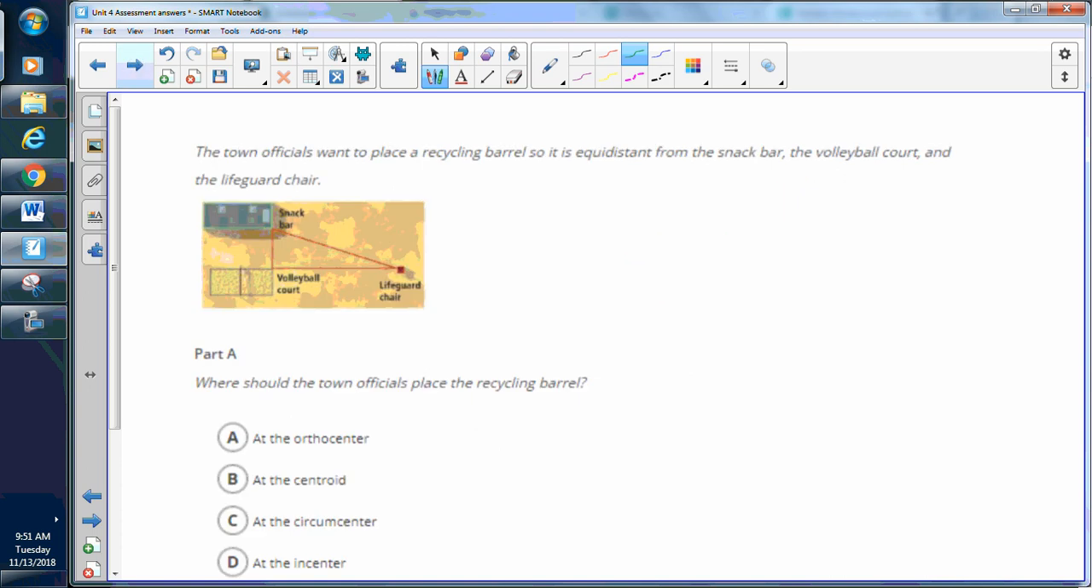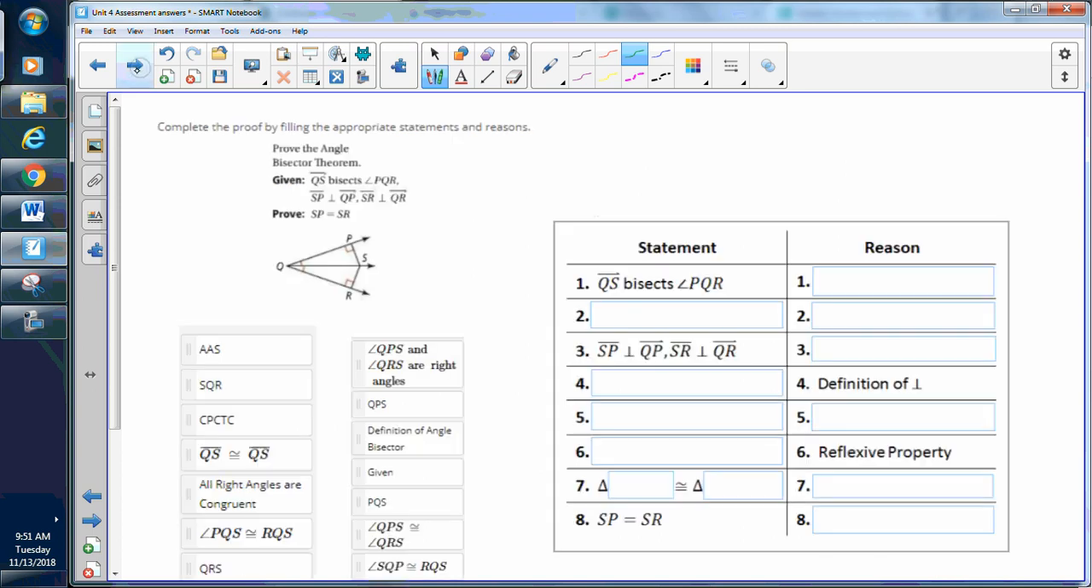Another one that's based upon knowing vocabulary. They want to place a recycling bin so it's the same distance from the snack bar and the volleyball court and the lifeguard chair. So those are the corners or the vertices. The points at the same distance from each of the vertices is called the circumcenter. The circumcenter is the same distance from each vertex. The incenter is the same distance from each side of the triangle. Triangles have 4 different types of centers: incenter, circumcenter, etc.